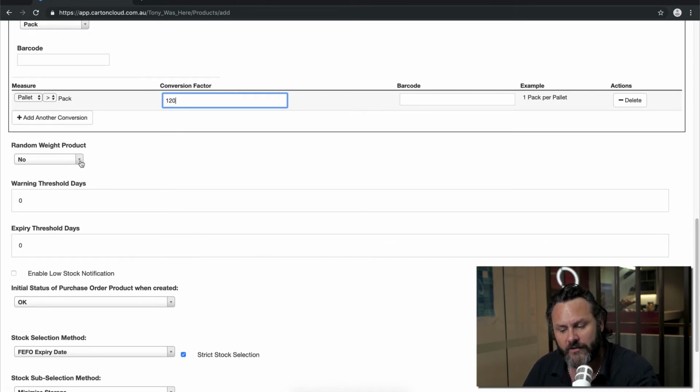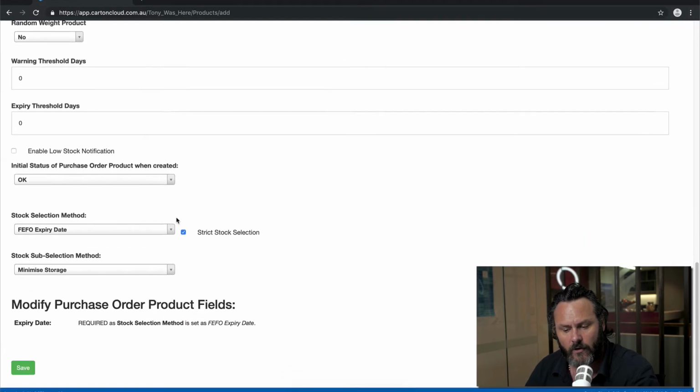Random weight means that, like I said before with the meat packers, if you've got a box of meat, that might be 19.5 kilos, the next one might be 21, and that's where you can actually have it in the mobile app. You can put in the random weighted products. Warning day thresholds and expiry thresholds, and even low stock notification. These are notifications which we can send off to the customer. And once again, if you need to find out any finer detail, you can go to our knowledge base and have a look. But we can set these up so that when we get down to a certain stock level, or when we get close to expiry dates, it sends off a notification.